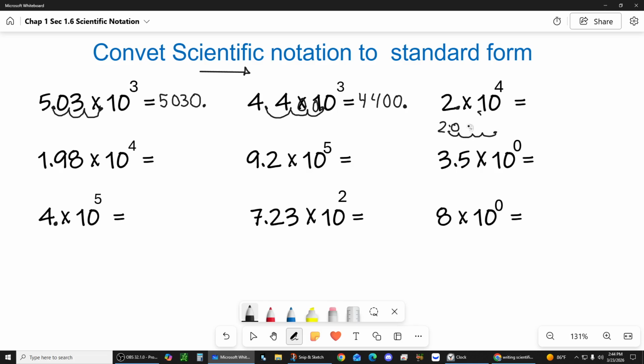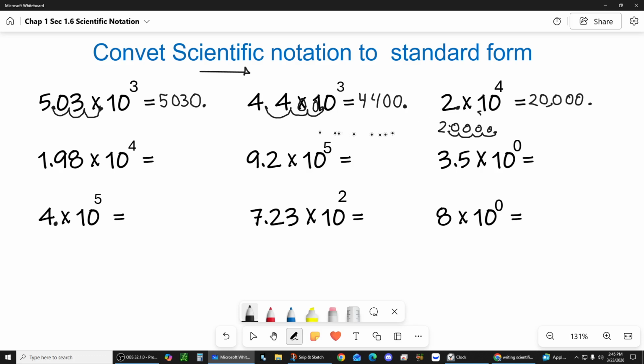And that means I have to put 4 zeros. So then the answer should be writing 4 zeros. So the answer should be 20,000. Okay. Once you move the decimal point 4 units, then that's it. And we're going to keep moving the decimal point to the right because the exponent is positive. All right. So that would be the answer for this one.